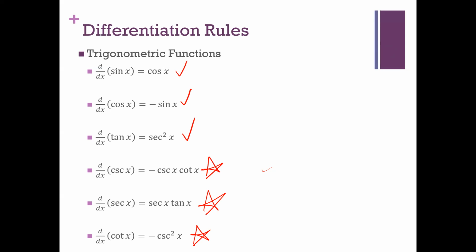But what is cosecant? Cosecant of x by definition is 1 over sine of x. So you can use the quotient rule on that to get that derivative back. And same for the other two, as long as you get the definitions straight.